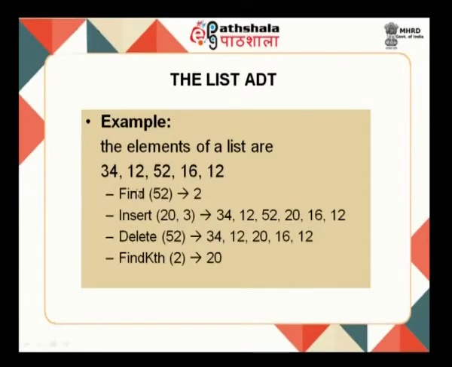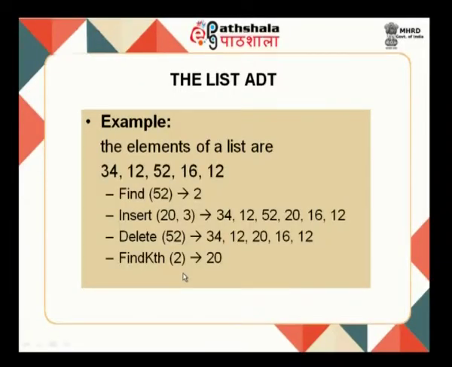Suppose the elements of a list are 34, 12, 52, we have seen this. Just to tell you again, find 52, it will give a position as output. Insert 20 in position 3, it will insert 20 in position 3, here we are assuming positions 0, 1, 2, 3. Delete 52, it will delete 52. Find the kth element, that is at position 2, it will give 20.